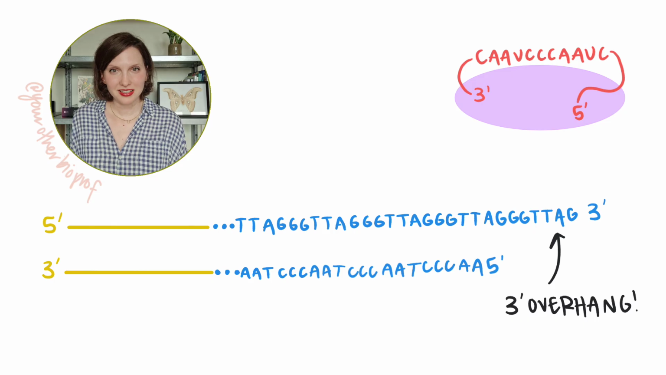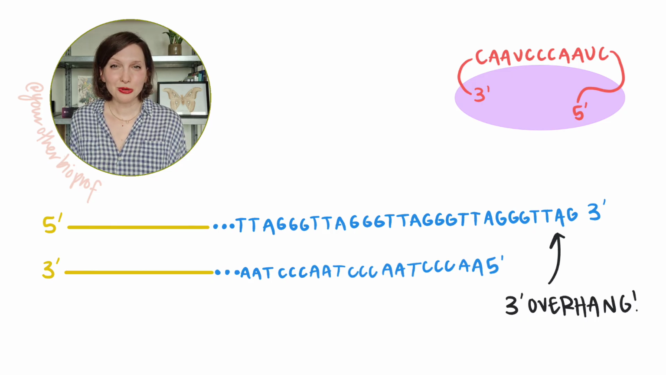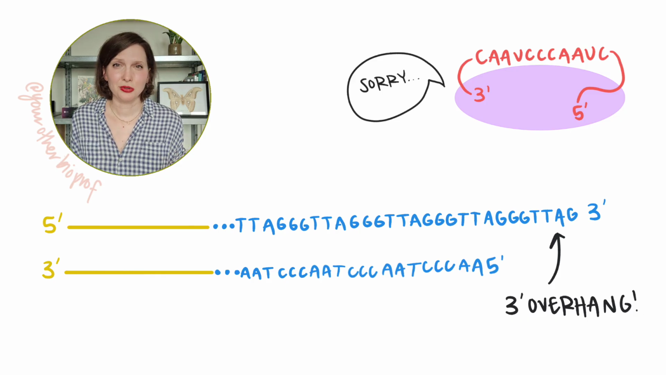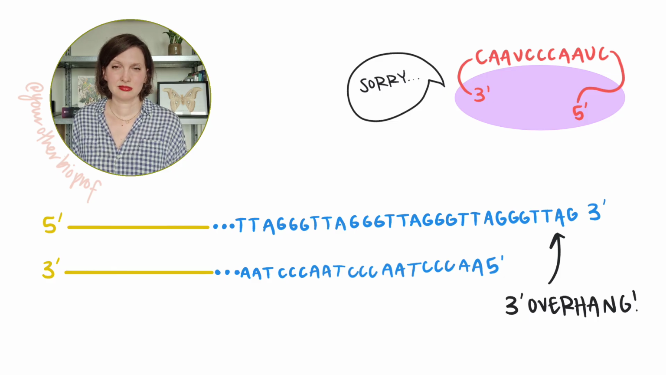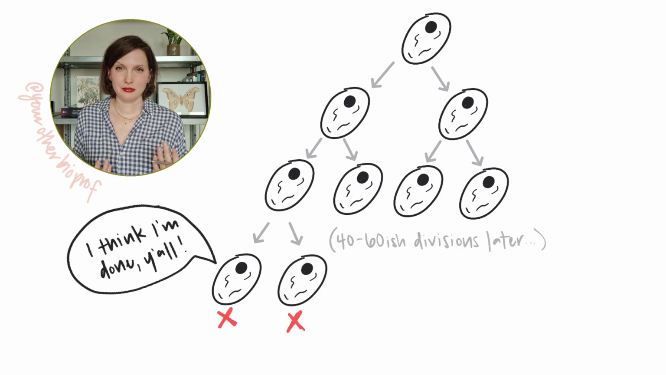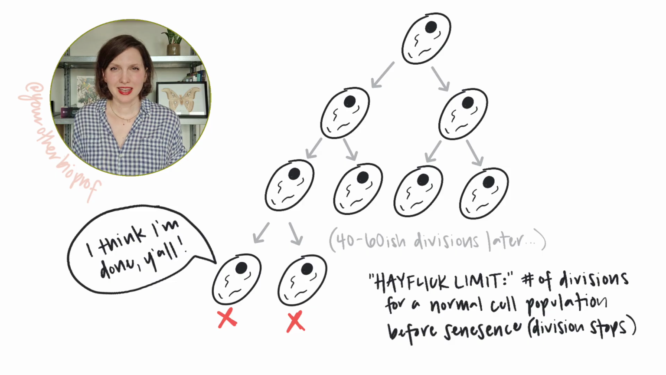Perfect, problem solved, right? Well, telomerase isn't active in most adult human somatic cells. The gene that encodes the protein just isn't transcribed. Bummer. Most human cells have a limit on the number of times they divide before they stop dividing. It's called the Hayflick limit, and it's correlated to telomere length.